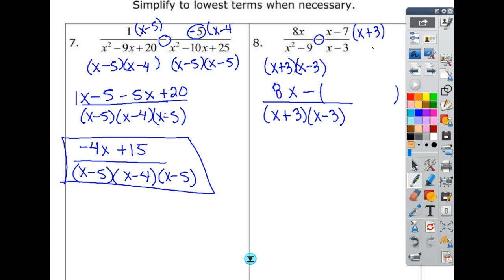In other words, do FOIL on it, and then I'll distribute this negative here in a second. That way you don't have to take care of a bunch of things at once. Okay? So forget that minus sign for right now. Just make sure you write it here.